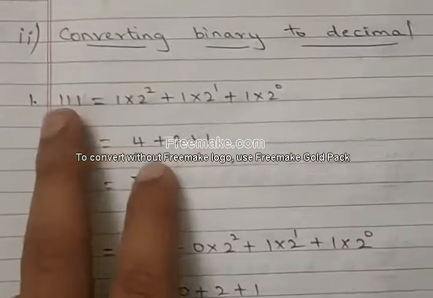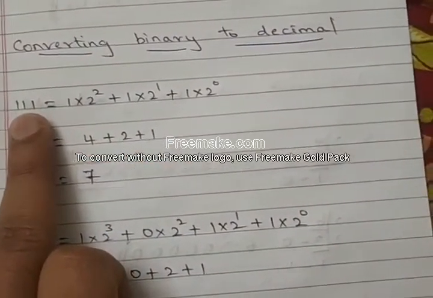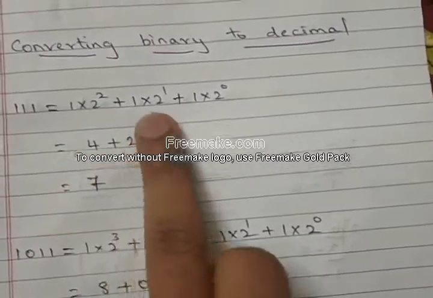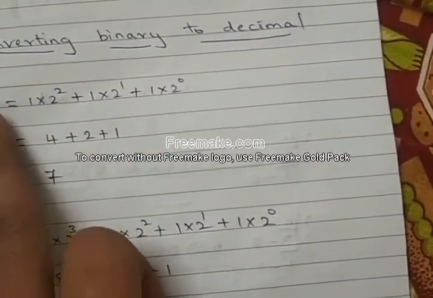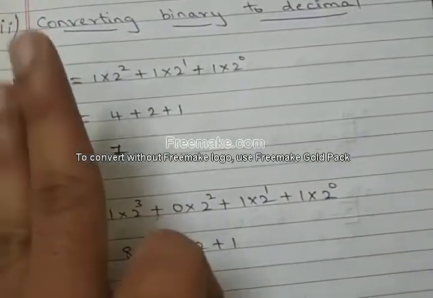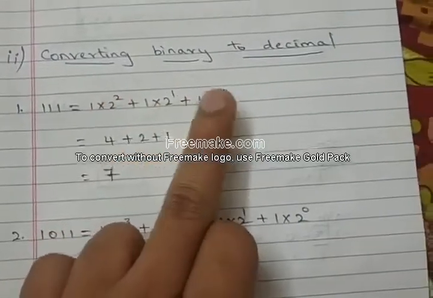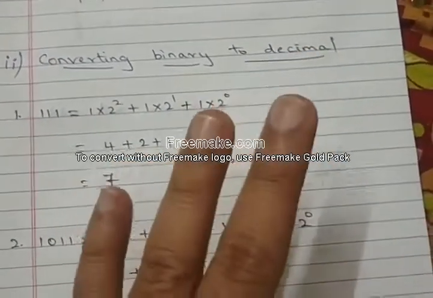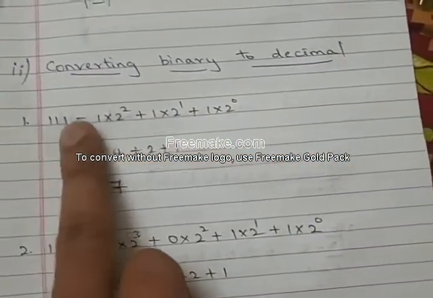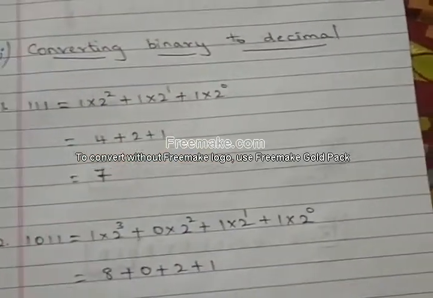How many numbers are given? 3 numbers are given. So each number is multiplied by 2: 1 into 2 plus 1 into 2 plus 1 into 2. How many digits are there? 3 numbers are there. So the powers should be 0, 1, 2. We should start from 0 only, and we can give 3 powers only, because only 3 numbers are there. So 0, 1, 2.